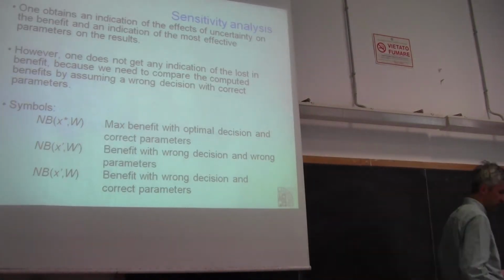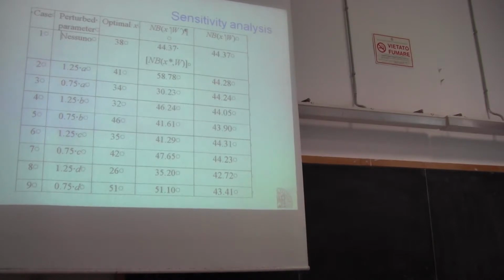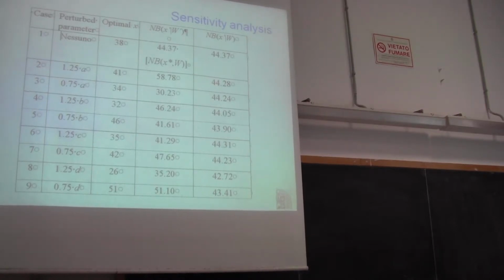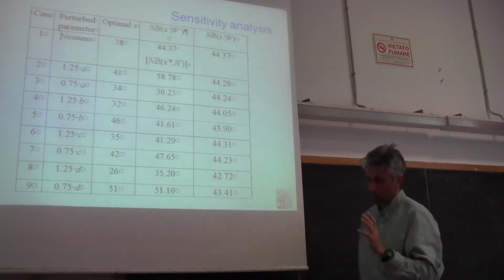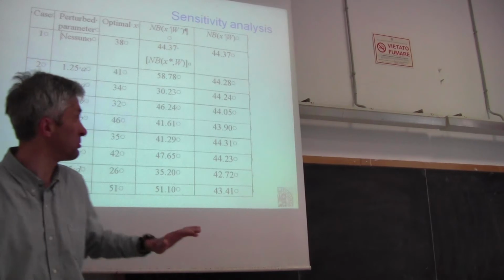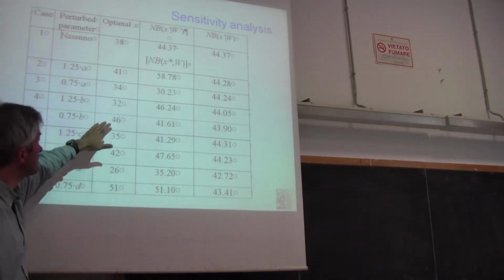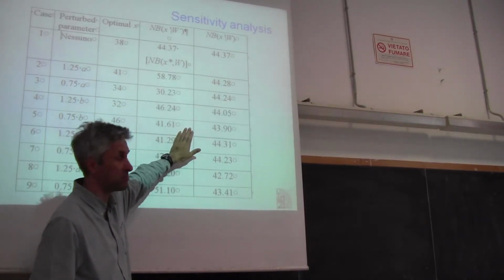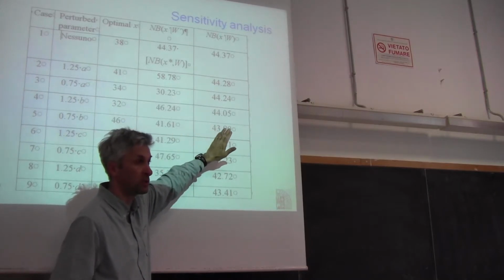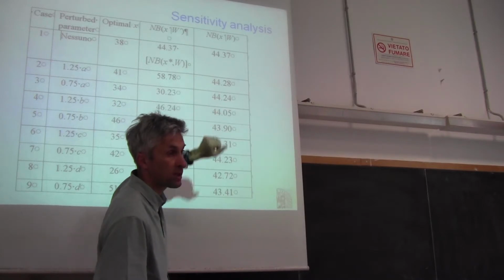Okay, now let's introduce these three indexes. This is again the table, an extension of the table that I showed you before. For each perturbation, you see the optimal allocation, you see the benefit that I computed. So up to here, it is the table that you have seen before. Here I added this column, which is the benefit that I actually take with the wrong allocation and correct parameters.